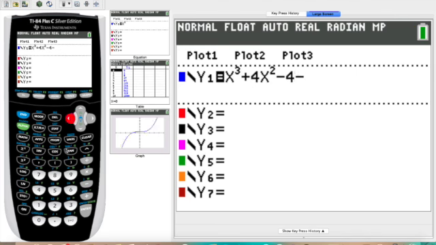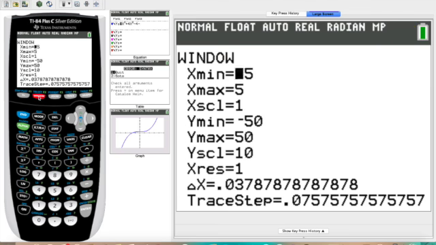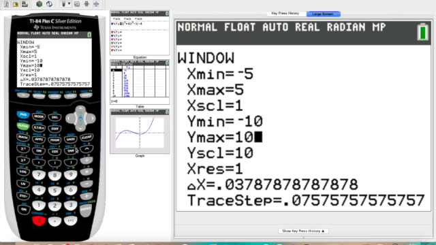So there we go, we need to change that, x minus 4, okay. And let's go ahead and set the window. If we like our window, x from -5 to 5, and x scale of 1. So maybe change the y values here, maybe from -10 to +10. And I'm going to make my y scale 1 also, not 10.